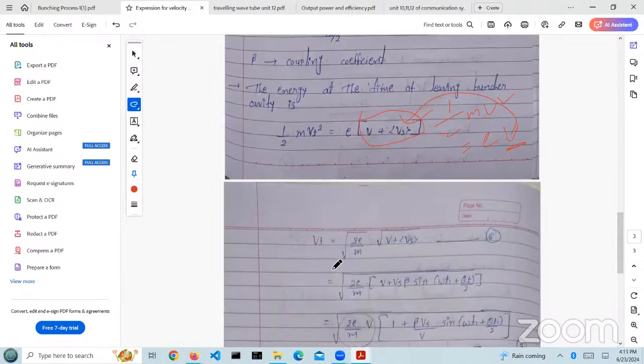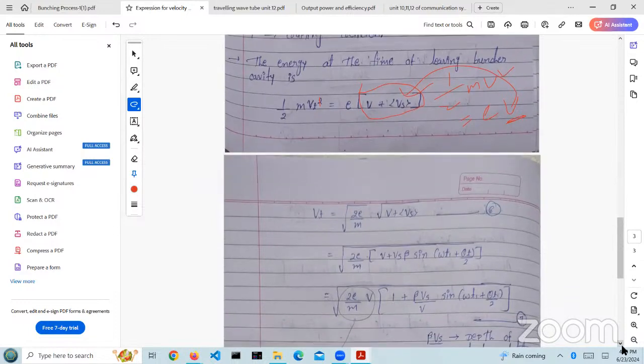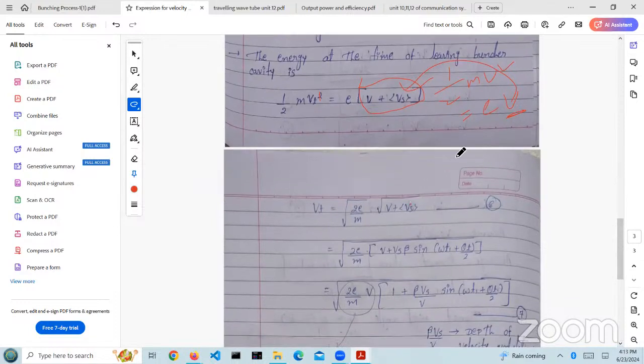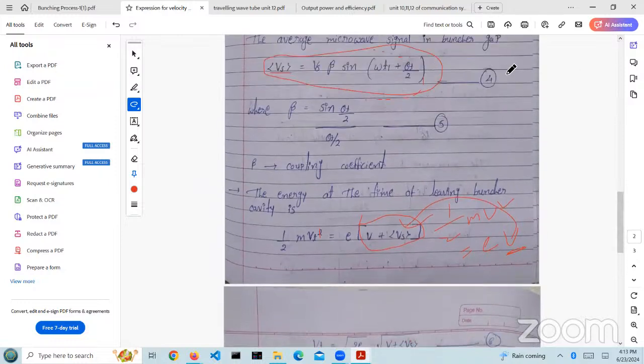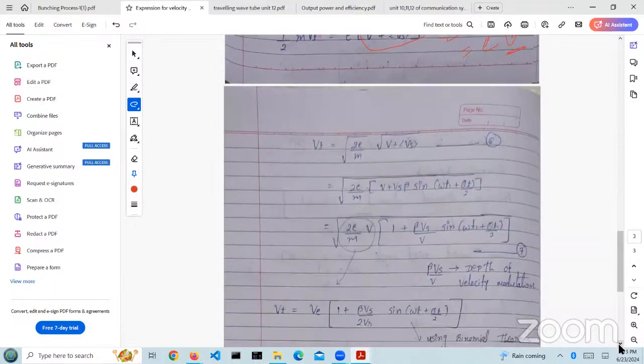What is the value of Vt? Vt equal to, cross multiplying, 2E by M. As I am removing the square, we will get the under root: under root of 2E by M, under root of V plus Vs. This Vs, I am substituting from which equation number? Equation number 4: Vs equal to Vs beta sine omega t plus theta t by 2 is substituted here.